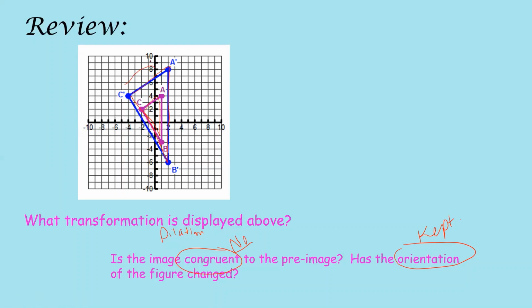If I read C to A prime to B prime, right? And then I read C to A original to B original. So the letters go in the same order from reading from left to right.